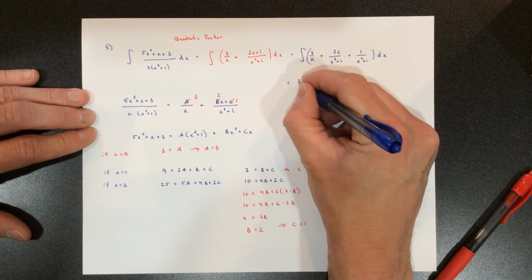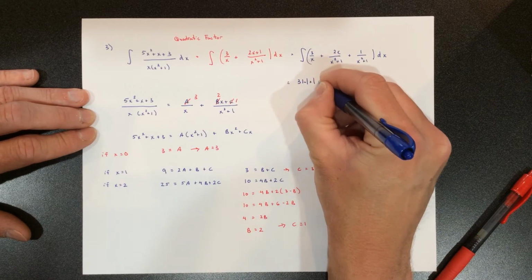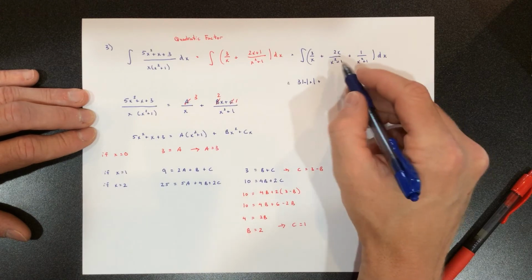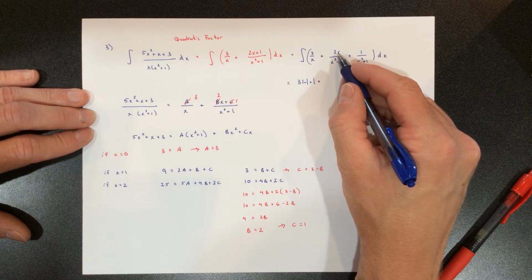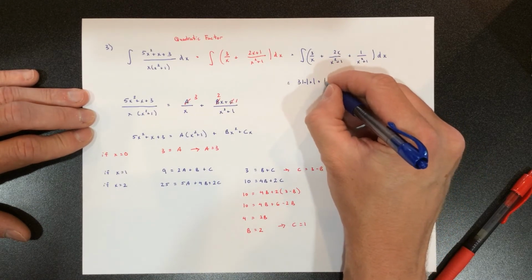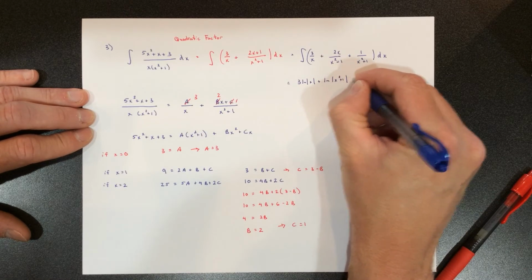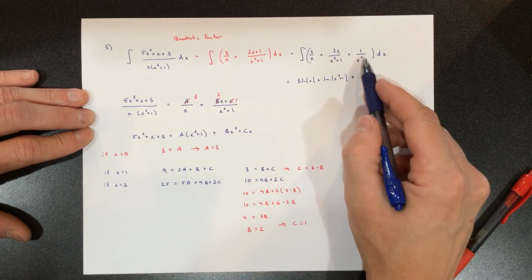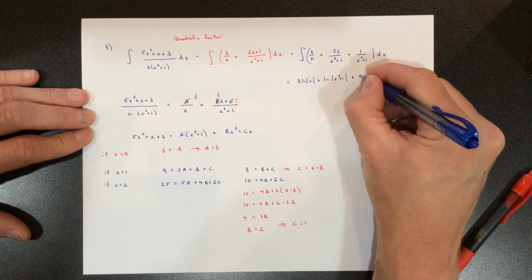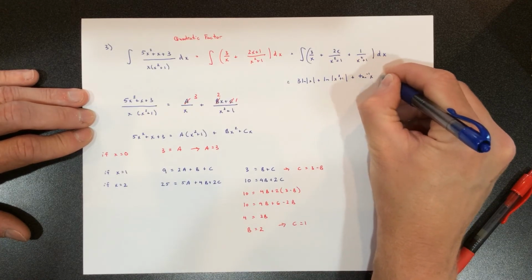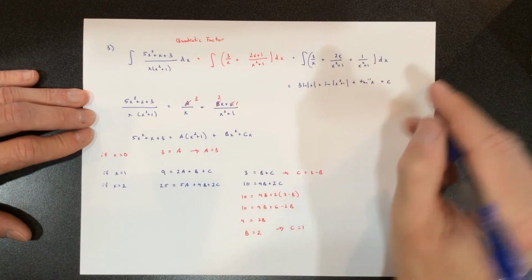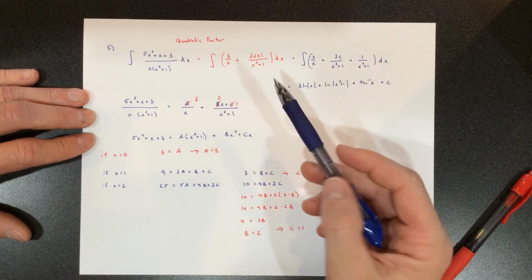This is 3 natural log of x. This is a straight up use substitution. U is x squared plus 1, du is 2x, and so I just get the natural log of x squared plus 1. And then this tricky guy, 1 over x squared plus 1 is actually inverse tangent of x plus c. Again, this one's by far the hardest one.